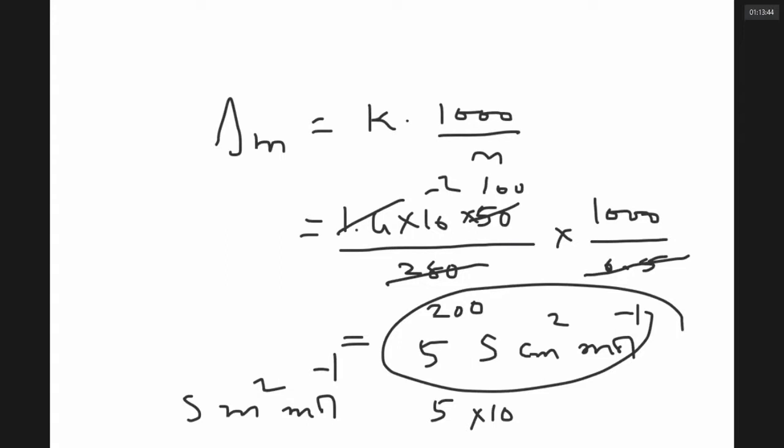I want you to convert into Siemens meter square per mole. To convert the centimeter into meter, I have to divide. You know that 100 centimeters is 1 meter. Do you know that? So centimeter square means centimeter into centimeter. 1 meter square is equal to 10 to the power 4 centimeter square.